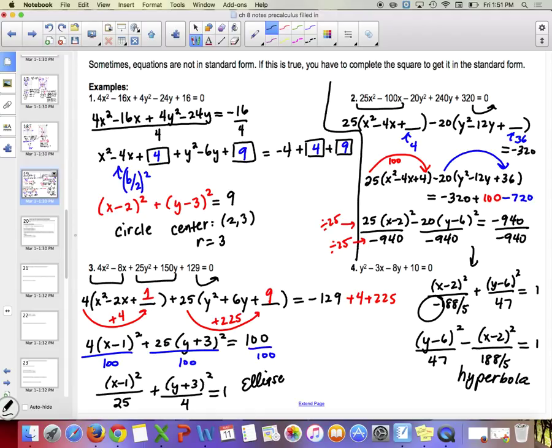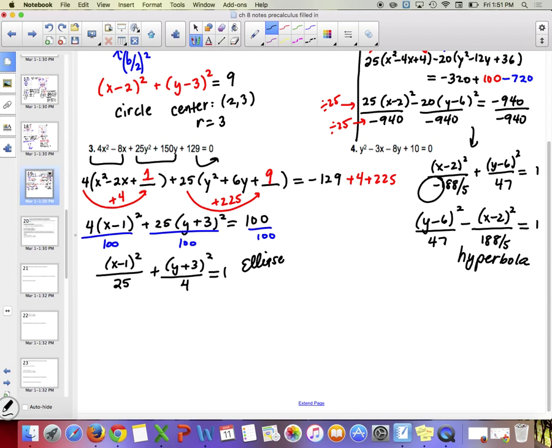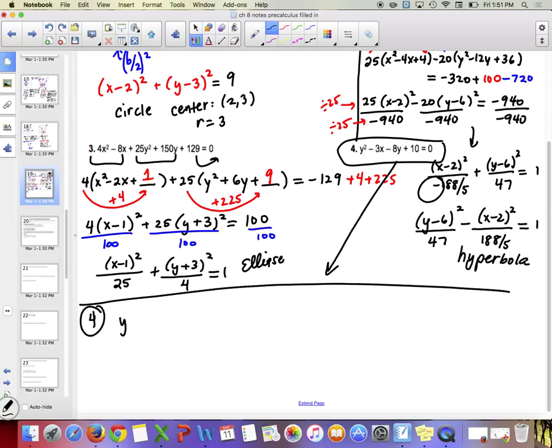All right, number 4. Can you tell what number 4 is going to be? Parabola on the side. Yeah, it's a parabola. All right, so number 4. So we have y squared minus 3x minus 8y plus 10 equals 0. So this time we don't have x squared and y squared, right? We just have y squared. So again, we're going to get our y's together, but everything else I'm going to get to the other side. And then I'm going to go ahead and add the 3x and subtract the 10 over.